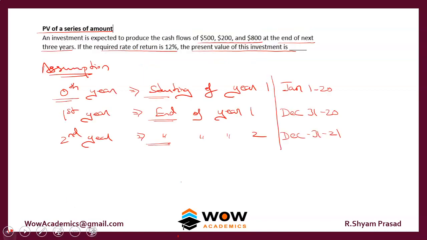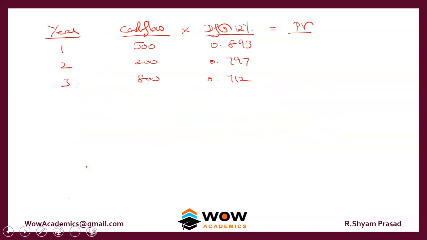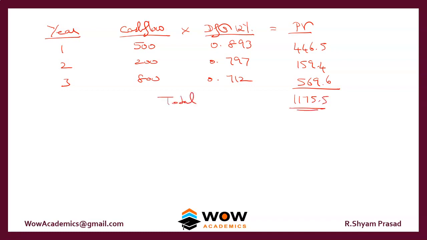The sum has indicated that the cash flow is received at the end of the next 3 years. So it is first year end, second year end, and third year end. So the discount factor is also the first year discount factor, second year discount factor, and third year discount factor. So the total comes to 1175.5. That is the total present value. So that's how we got it.